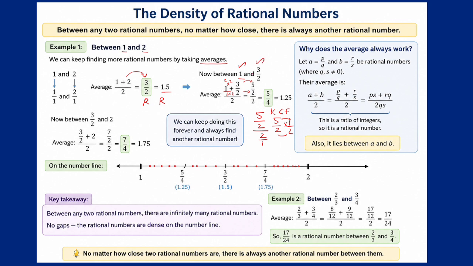Now let's carry forward from the number 3 over 2 to 2. We can also find another rational number by calculating the averages. We do the same thing. We add these fractions and we divide them by 2, and we can find another rational number as 7 fourths. And we can just keep doing this forever and ever, and we can always find another rational number. Hence, no matter how close two rational numbers are, there's always another rational number between them.